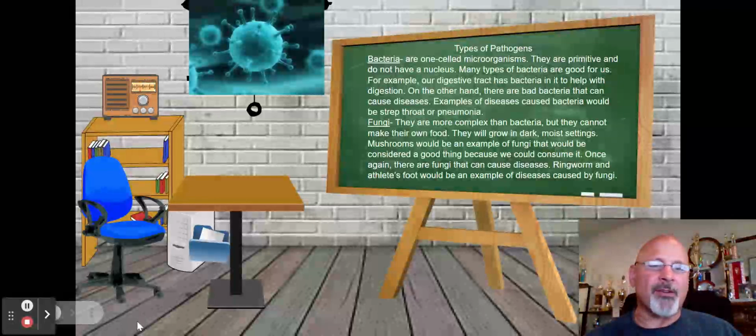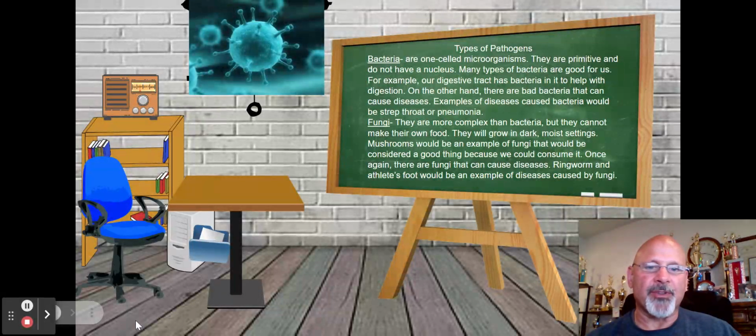We want to look now at the different types of pathogens. First of all, there's bacteria. These are one celled microorganisms that are primitive and do not have a nucleus. Many types of bacteria are good for us. For example, our digestive tract has bacteria in it to help with digestion. On the other hand, there are bad bacteria that can cause diseases. Examples of diseases caused by bacteria would be strep throat and pneumonia.